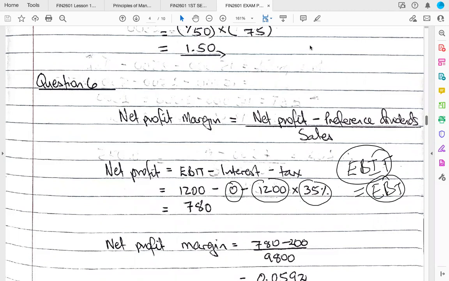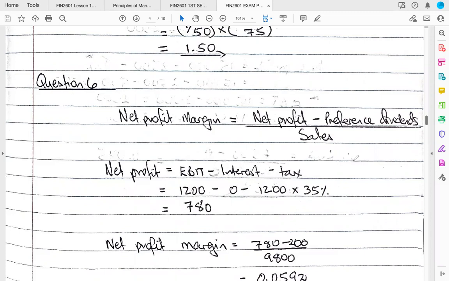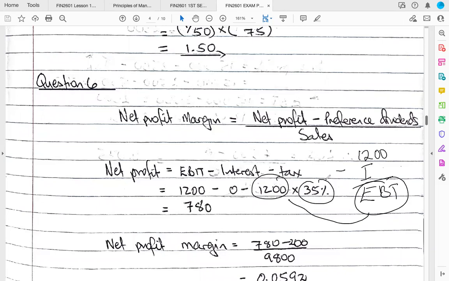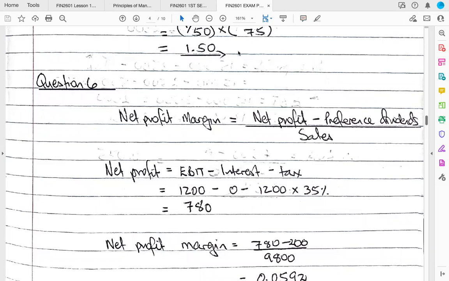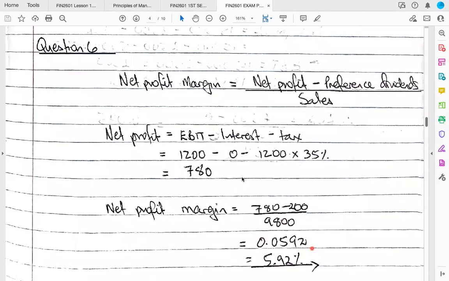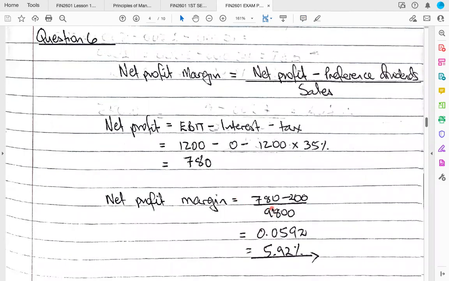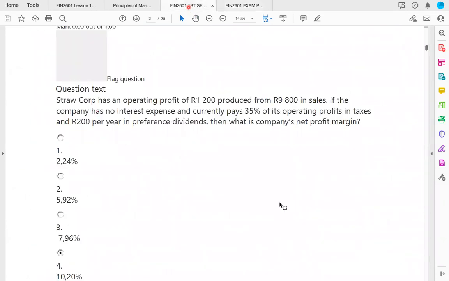So we could just take that and multiply it. Otherwise, if we had an interest expense, we would say our EBIT minus interest, and the answer we would get would be the earnings before tax. And then that earnings before tax is what we would multiply by the tax rate. So that's important. Okay. And then once we get that, we can substitute into our formula, net profit minus preference dividends over our sales. So remember, the net profit margin is a percentage. We then change the decimal to a percentage, which is 5.92.